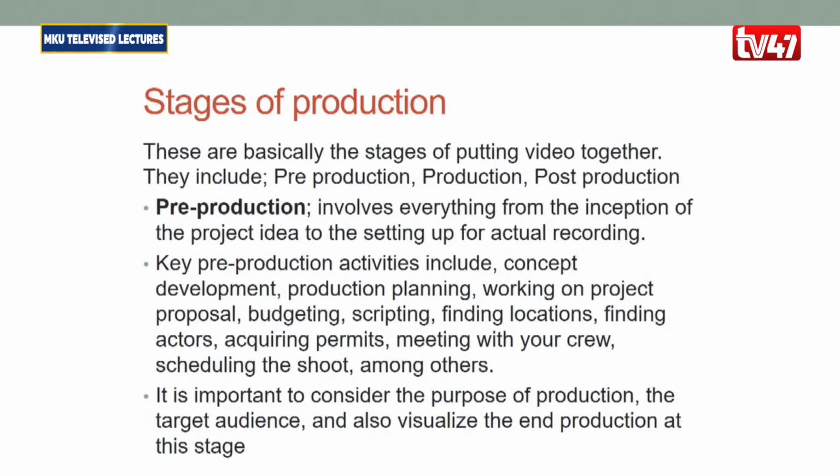Remember, we define production as the process of putting different video clips or audio clips together to create a story. And so the stages of production are basically the stages of putting the videos together. From the very first stage, which is pre-production, production, and then post-production. So we'll go ahead and look at these stages one by one, starting with pre-production. And this involves everything from the inception of the project to the setting up for actual recording.